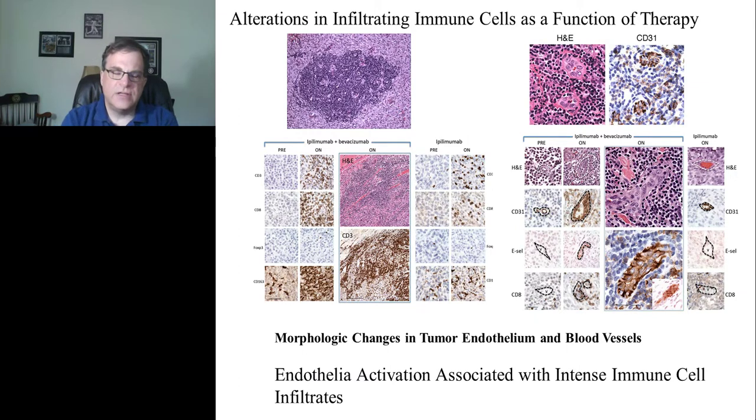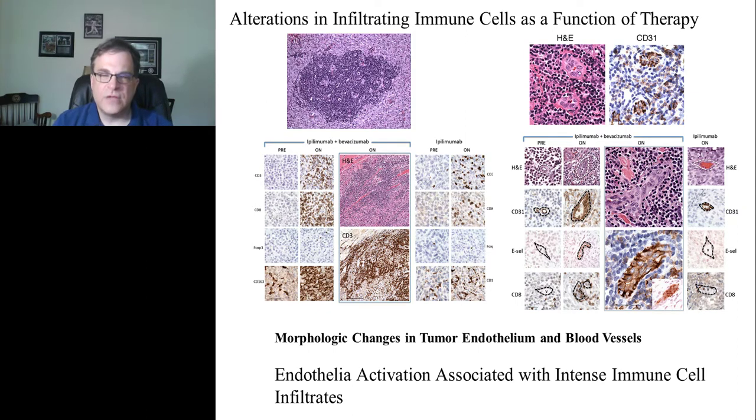Pathologically, it was important to look at what's happening before and after. On the left-hand side here, we have before and on-treatment biopsies on Ipi plus bevacizumab, and then we have some similar biopsies on Ipi alone, before and after. What we found is that patients who received bevacizumab or anti-VEGF seem to have qualitatively a larger number of CD8 infiltrating cells, even some CD163 cells, which could be either myeloid-derived suppressor cells or dendritic cells. Further work is involved.